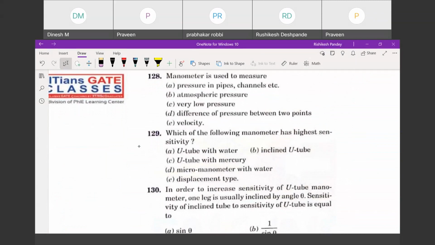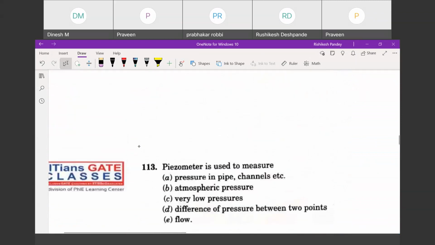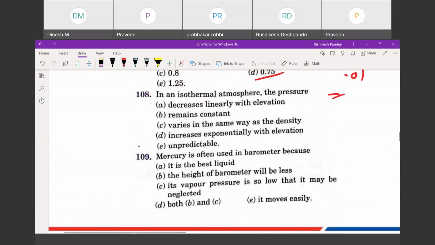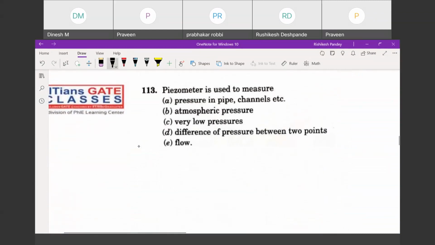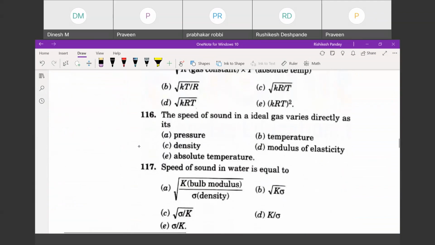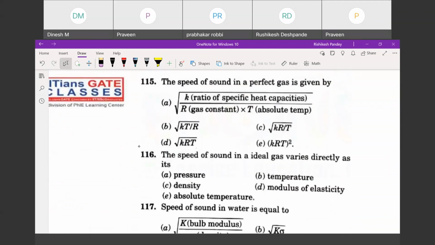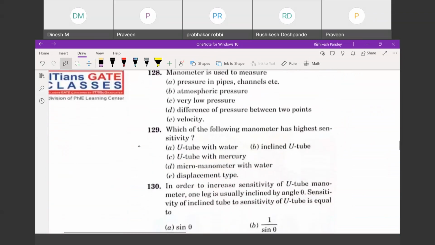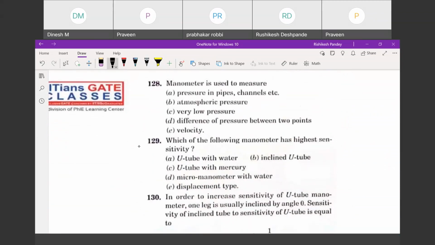Okay. From here we have solved till here yesterday, I think, till piezometer. This question, barometer, we have solved yesterday itself. And then we have solved this up to piezometer. Piezometer is used for measuring very low pressure. Now this is more related to numbers with speed of sound, all those topics. So that we will deal later. We'll start from this one, manometer. Manometer is used to measure.